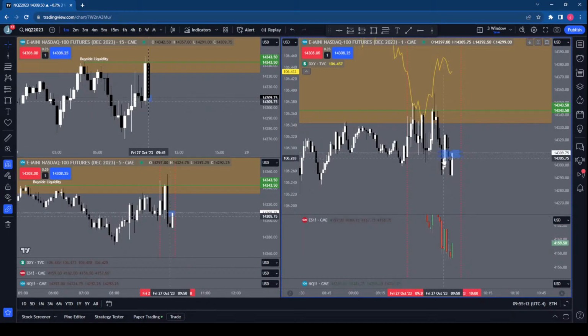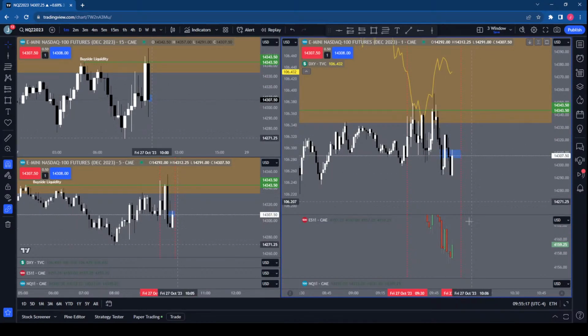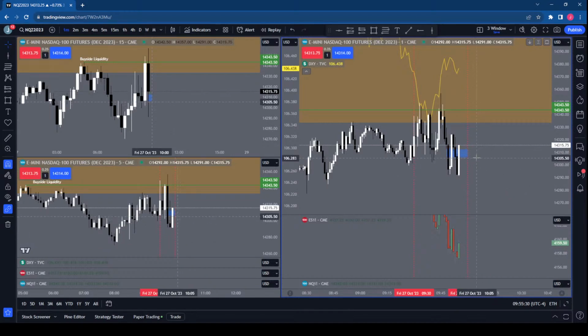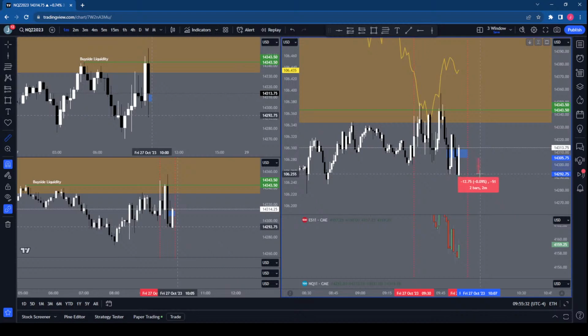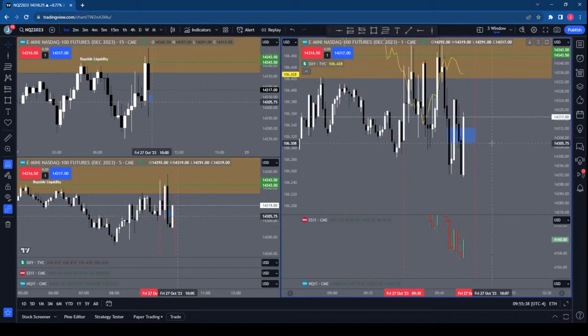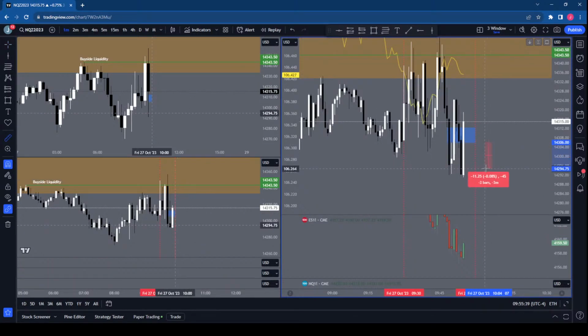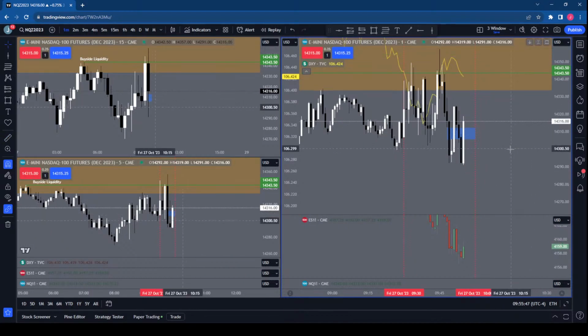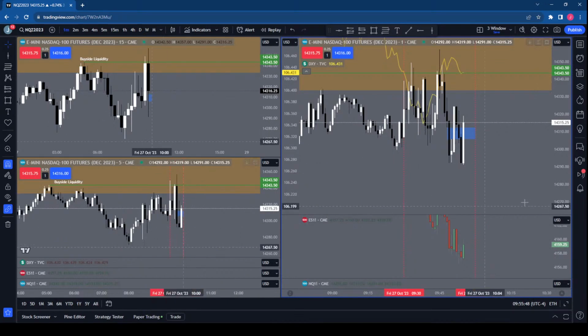Yeah, so if you did enter at the bottom of this and you put your stop up here, you'd still be in it. I wouldn't be comfortable about it though. Would you have gotten 10 handles? You would have got 10 handles, so you would have hit your minimum objective.